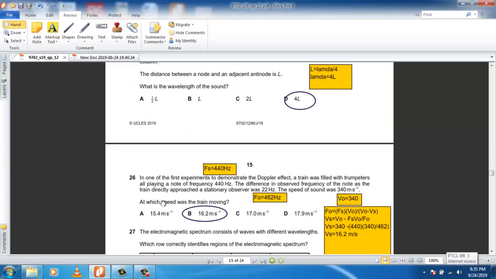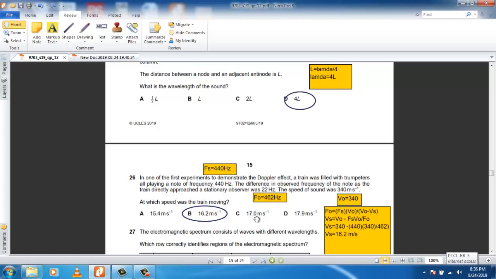Question number 26, it says, in one of the first experiments to demonstrate the Doppler effect, a train was filled with trumpeters, all playing a note of frequency 440 Hz. The difference in observed frequency of the note as the train directly approached a stationary observer was 22 Hz. The speed of the wave was 340 meters per second. At which speed was the train moving?